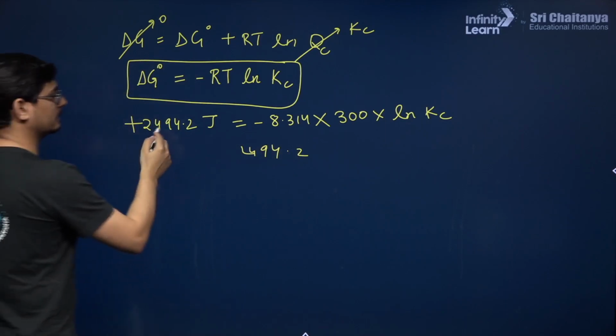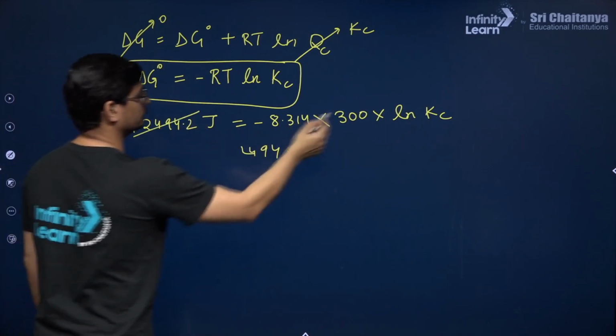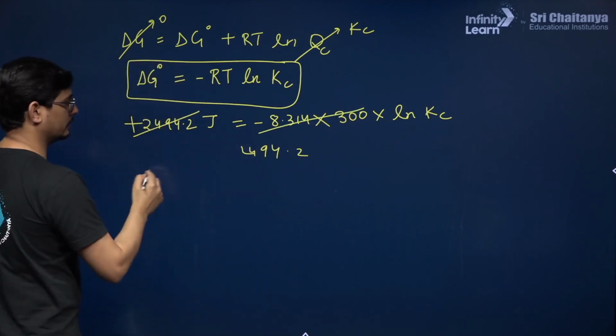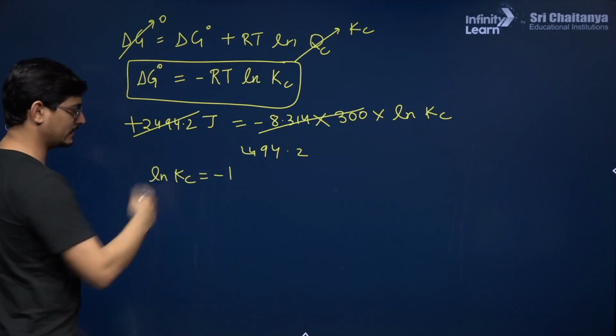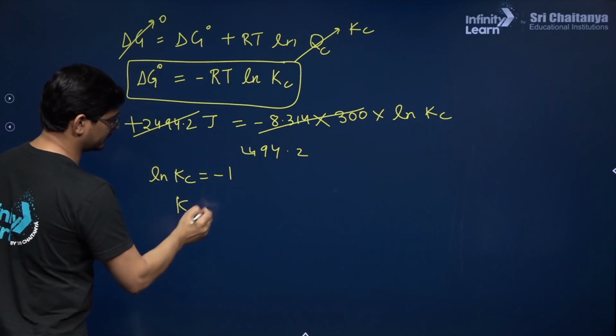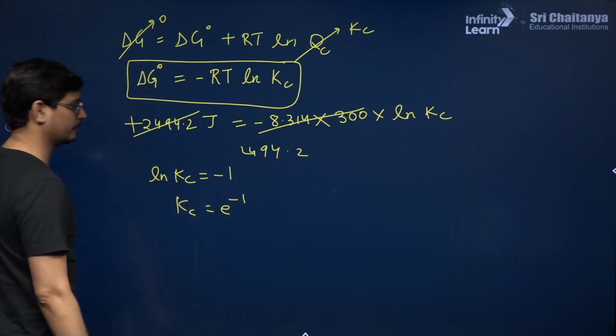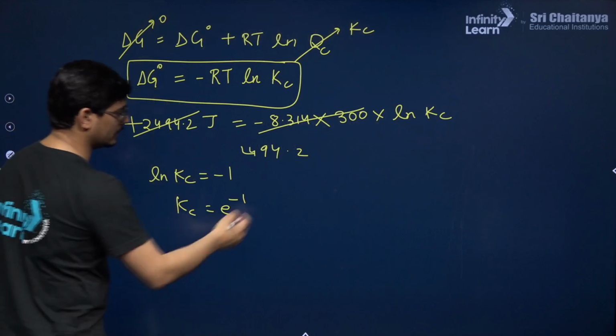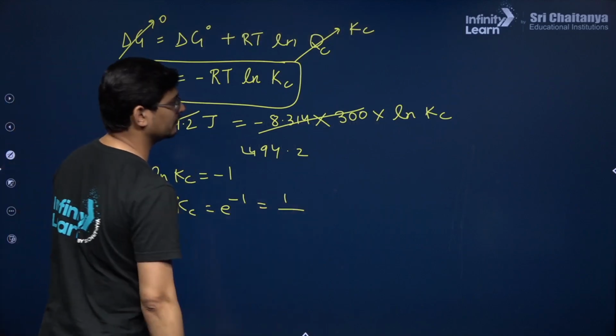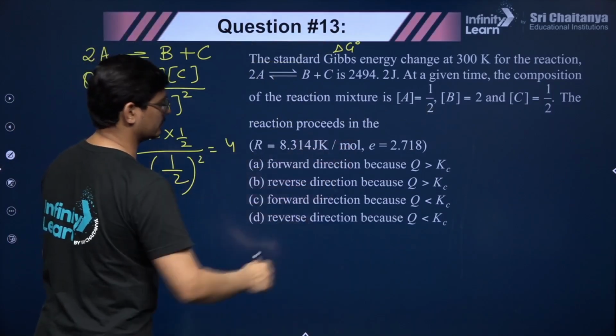So this will cancel, right? And you will get ln Kc as minus 1. So Kc will be e raised to the power minus 1, right? Because it is natural log, okay? Log to the base e. So this is 1 upon, the value of e is 2.7 approximately, also given here.